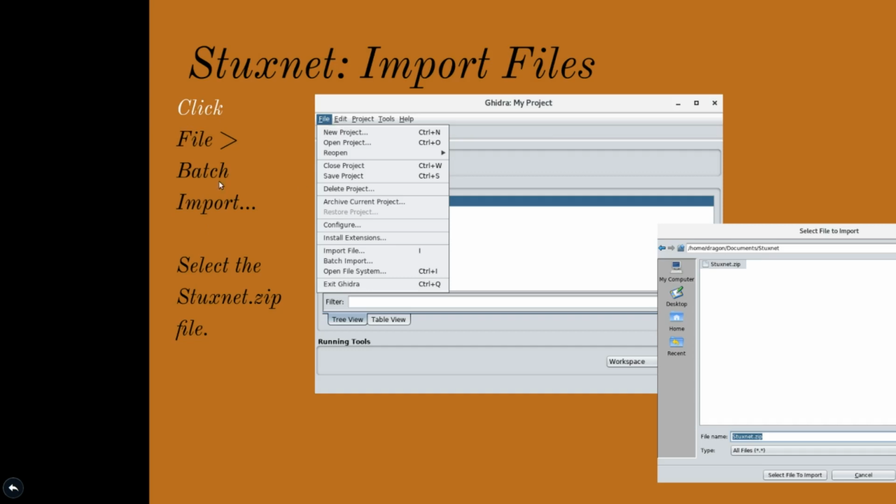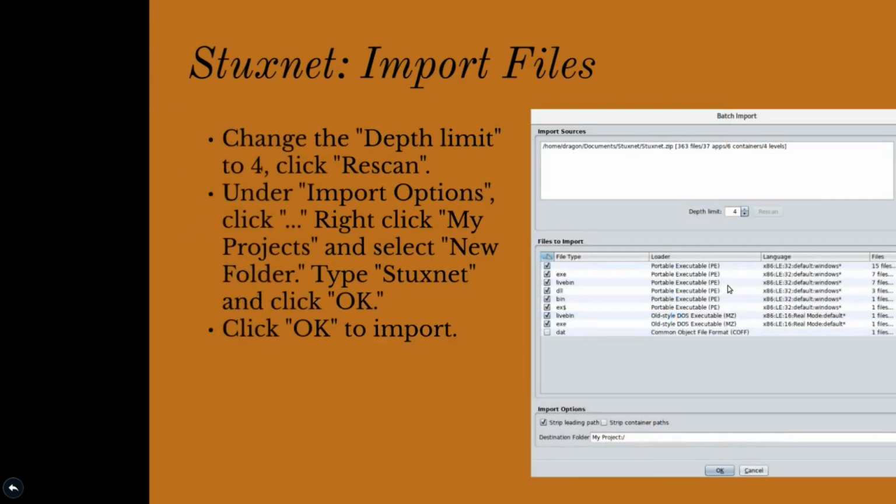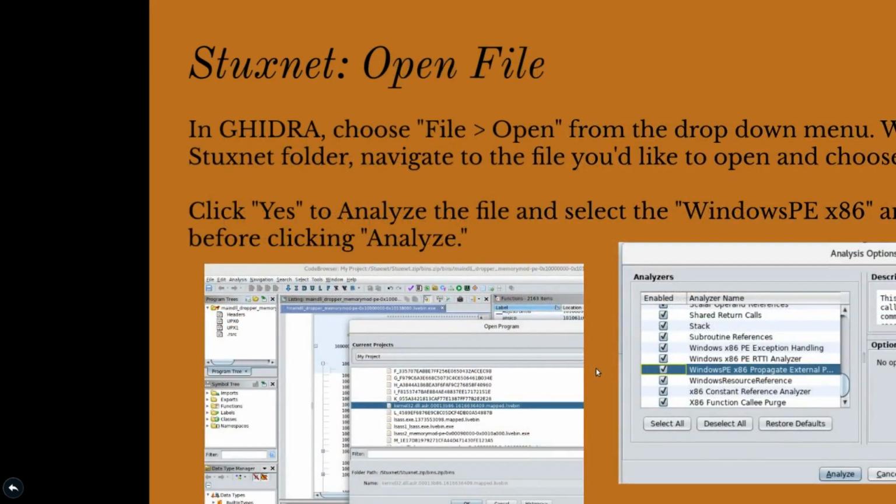So choose File, Batch Import, and select the Stuxnet zip. Change the depth so it can find all of the individual files. Here I had to change it to 4 and click OK to import. Here you see me adding the files. So we imported the files, and next we have to open them.